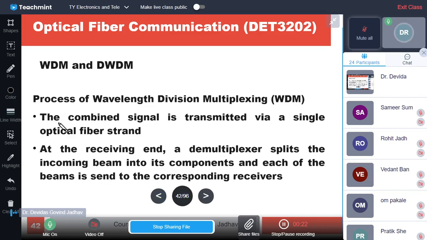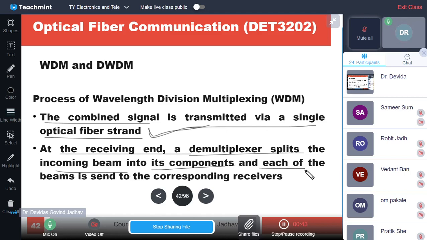When they are combined, the combined signal is transmitted via a single optical fiber strand. At the receiving end, the demultiplexer splits the incoming beam into its components, and each of the beams is sent to the corresponding receiver by filtering out. So this is the process.